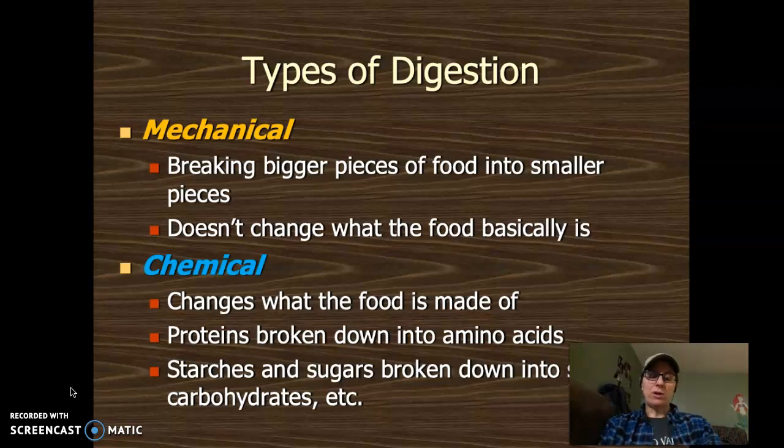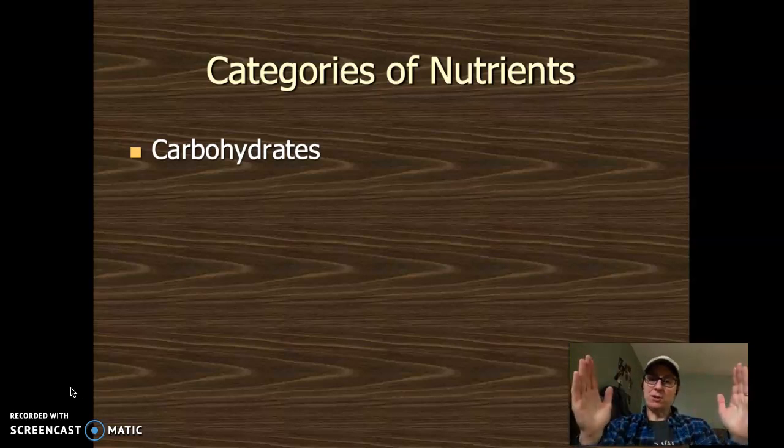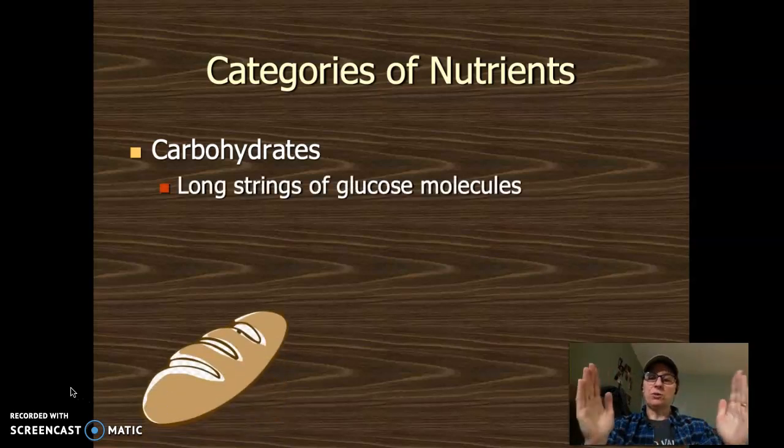Before we get into the actual process, I wanted to talk about the different categories of nutrients, because this is one of those things that we think we know, but do we really? So, three main categories of nutrients. First one, the one that we all love to love, is carbohydrates. And remember, in digestion, you're taking big molecules and breaking them down into small molecules. So these carbohydrates start out as big molecules, in long strings of glucose molecules, thousands of glucose molecules put together.